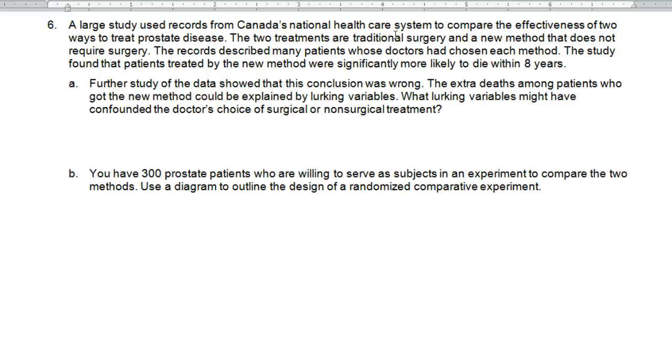Further study of the data showed that this conclusion was wrong. The extra deaths among patients who got the new method could be explained by lurking variables. What lurking variables might have confounded the doctor's choice of surgical or non-surgical treatment?